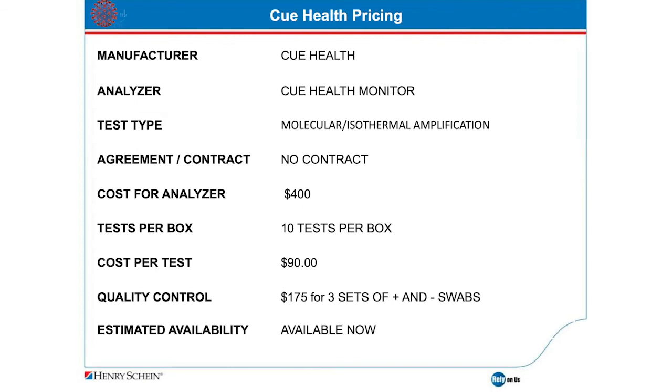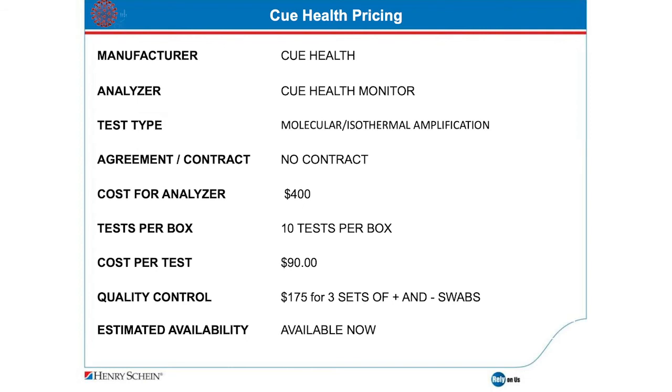The cartridges are $90 a piece. It's one cartridge for patient use for each patient. And so they come in boxes of 10. So a box of 10 tests would then be $900. And the patient sample swab is included in that package. There is an additional product that comes with the system, and that's called the QC or quality control swabs. They come in packages of 6. There's 3 sets of positive and negative controls.